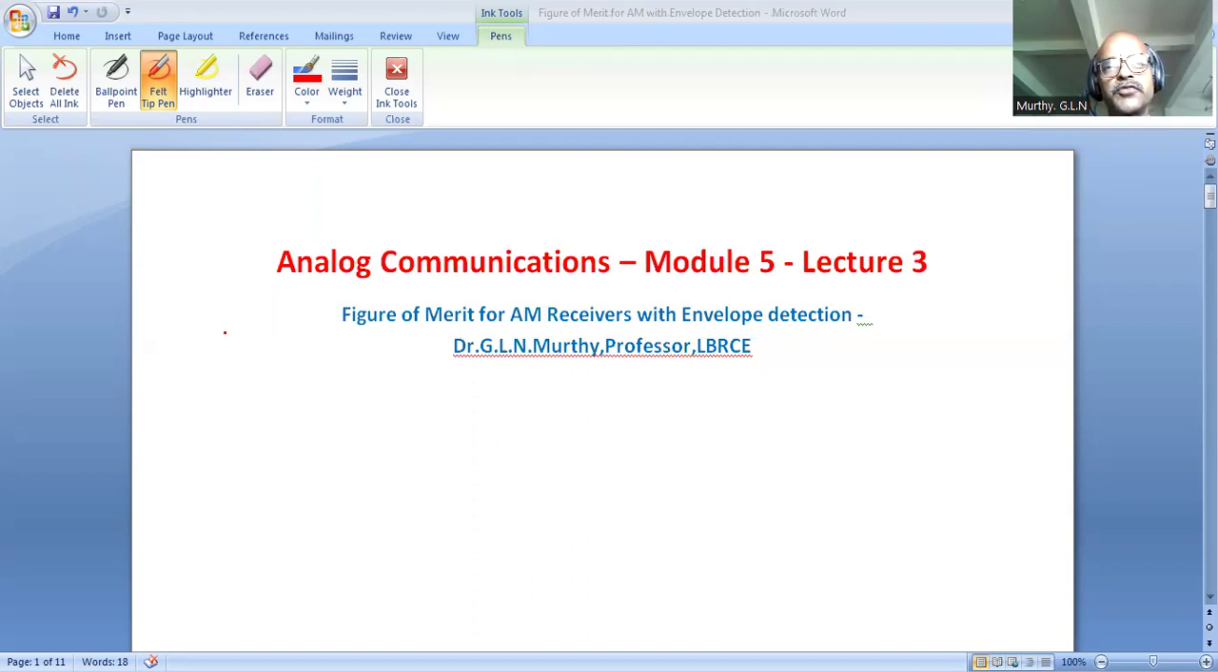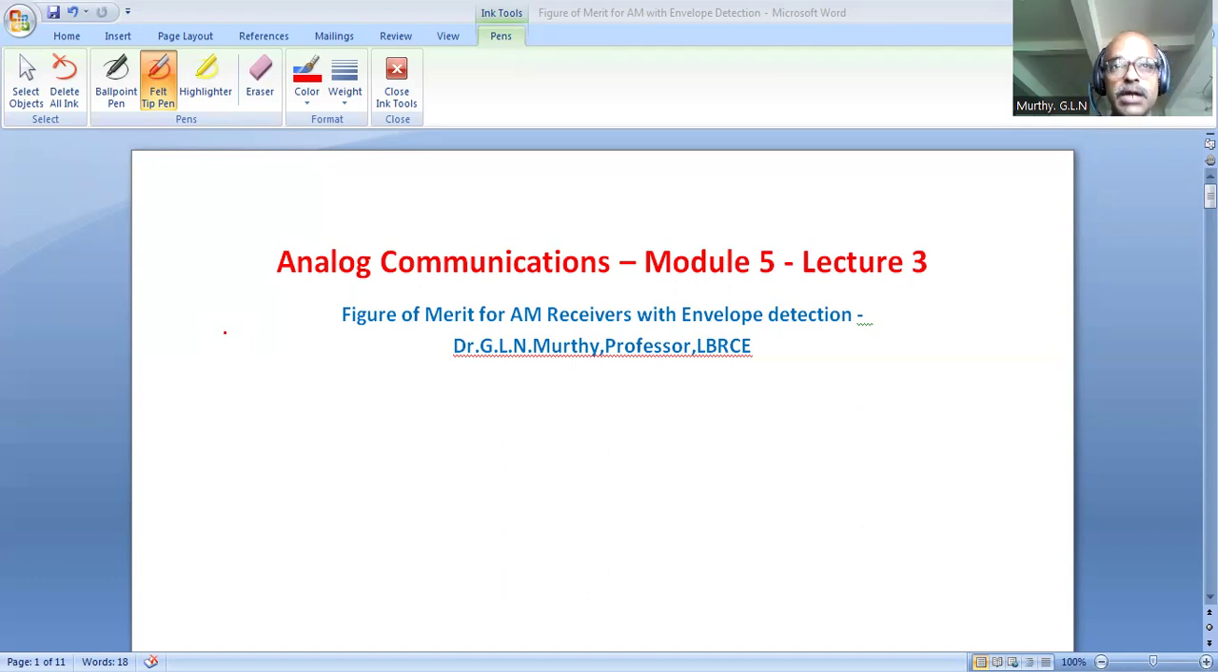Currently, we are talking about estimating the figure of merit for continuous wave modulation schemes. By this time, you might have understood a figure of merit is a performance evaluation metric to know which continuous wave modulation scheme is better among different continuous wave modulation schemes, that is, double sideband full carrier AM, double sideband suppressed carrier AM, single sideband suppressed carrier AM, frequency modulation.